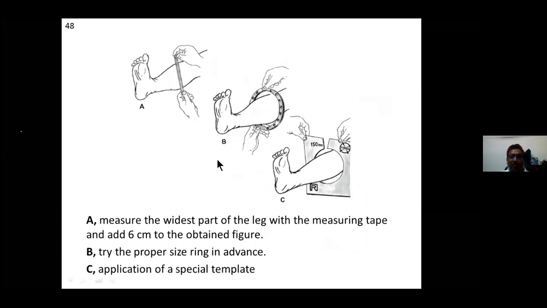Measure the widest part of the leg with the measuring tape. It is for the appropriate ring selection. You should select a ring which is easy for the patient and for you. For measurement, you should measure the widest part and then add 6 centimeters, 3 centimeters anteriorly and posteriorly, to obtain the original figure. You may try the proper ring size in advance, and you may also apply the Smith and Nephew special template, but it is not available.